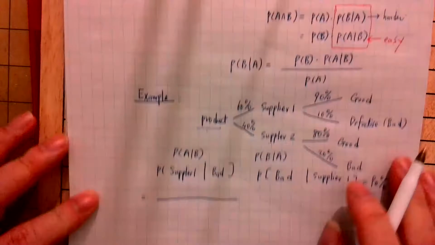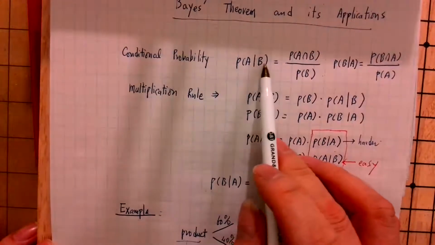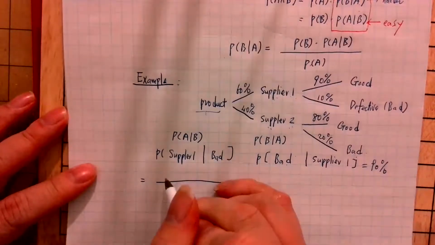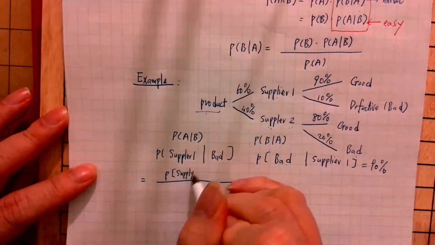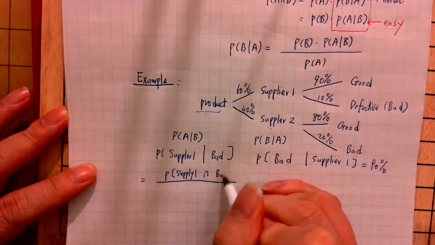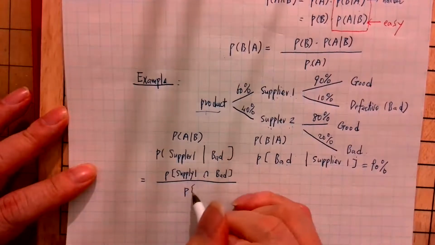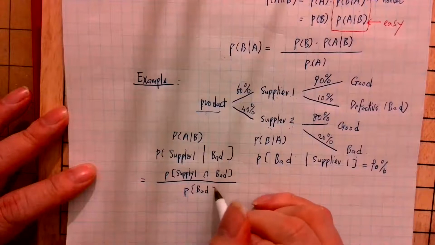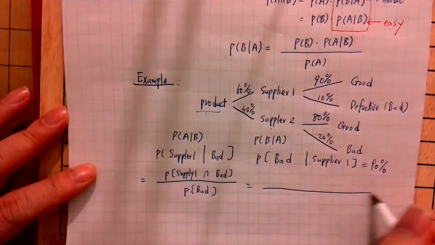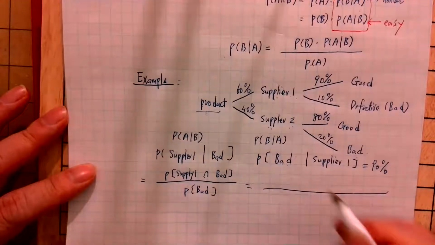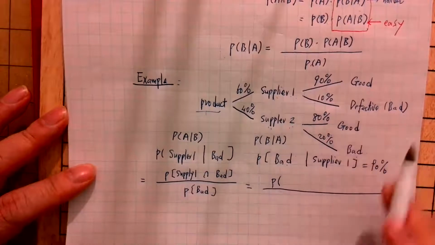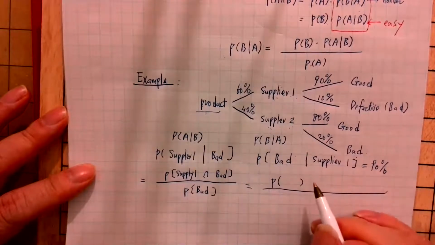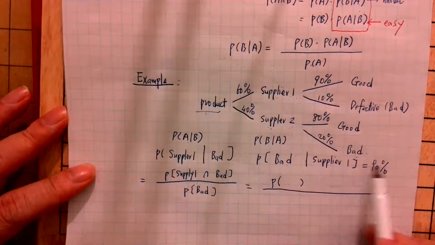Probability of A given B is probability of A and B divided by P(B). Here, supplier one and it's bad, divided by the probability it is bad. Okay? Supplier one and bad, that can be written as what? Look at the tree diagram, written as the easy one. You know this is the easy one, right?